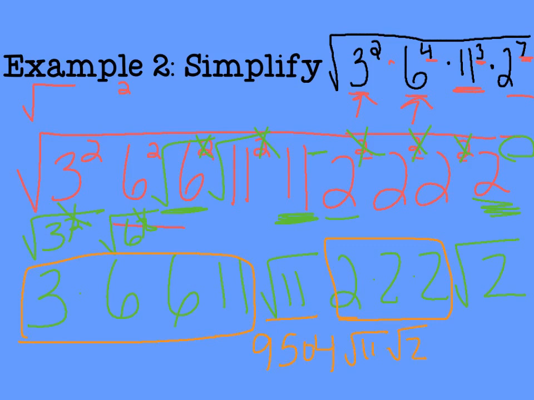Now there is a little bit more that we can do to simplify, and that is from the last video again. If I'm multiplying with 2 different numbers underneath the radical, I can multiply the numbers in the radical and I would get 22. So my final answer should be 9,504 square root of 11 times 2, which is 22. Try one that's much harder like this on your own.